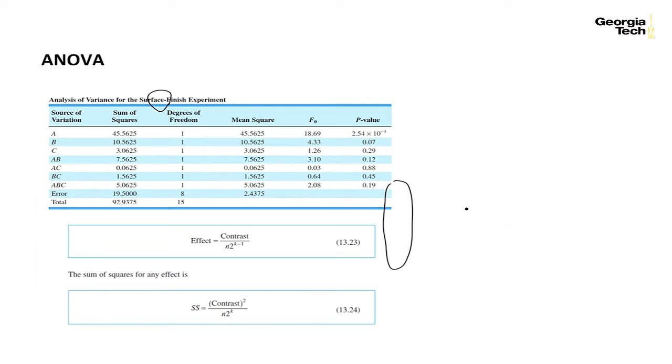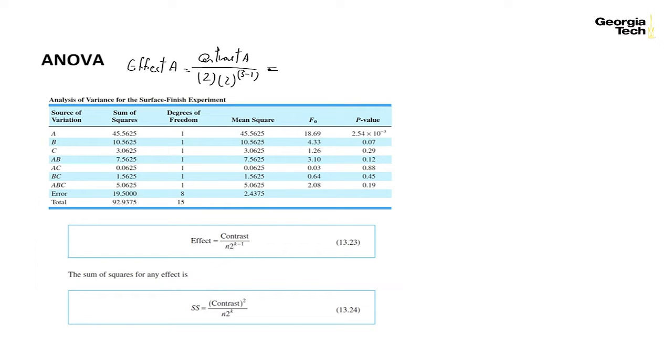How can we do the analysis? As I said, we can easily use the equations we have. That's for calculating effect, and that's for calculating sum of squares. Let me go over one example. The effect of A is the contrast of A divided by n times 2 to the power of k minus 1. What is n in this case? n is 2 because we have replication 2. K is the number of factors, in this case 3, minus 1. So what is the contrast of A?